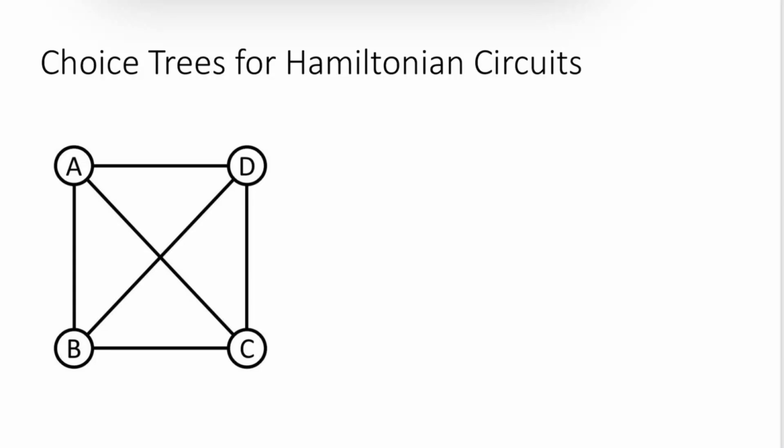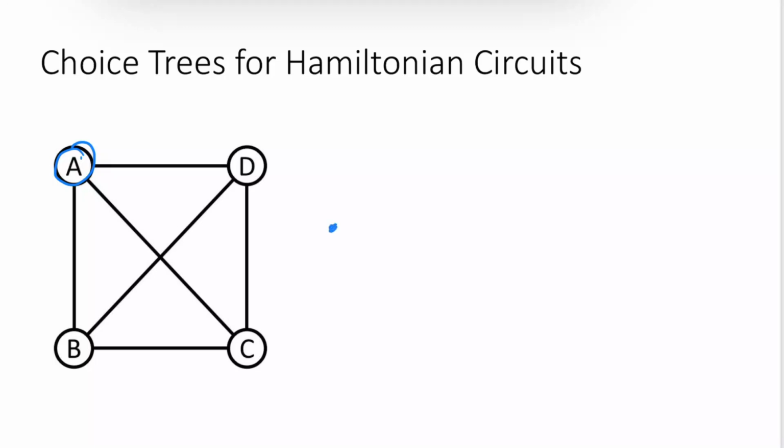When you're creating a circuit, it doesn't really matter where you start, because let's say I was looking at the circuit A, D, C, B, A. I could write it as A, D, C, B, A, or I could write it as D, C, B, A, D. It doesn't matter which vertex you start at, it's still going to be the same circuit. So I'm just going to always start at vertex A when I'm creating a circuit. If I consistently start at vertex A, then I have 3 different choices of where I can go from vertex A.